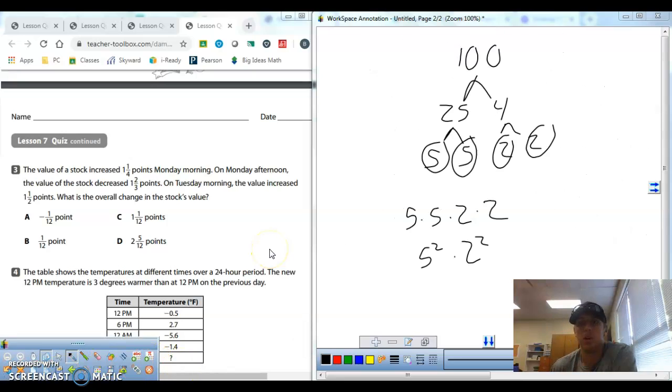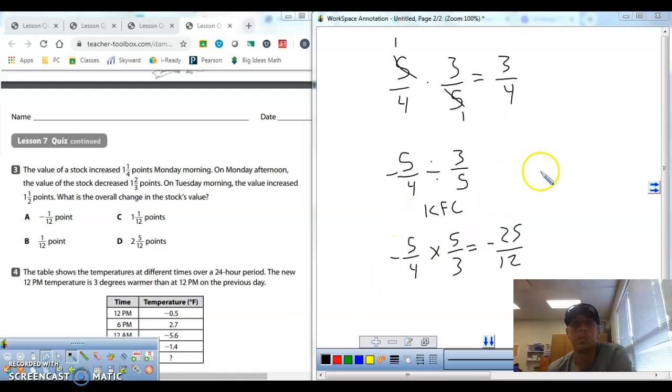Here's an example of prime factorization of 100. We broke it down into 25 and 4, broke 25 to 5 and 5, and 4 to 2 and 2. Okay, it's written as 5 times 5 times 2 times 2, or 5 squared times 2 squared. Here we got multiplying and dividing fractions. Remember, multiplying, you can reduce diagonally or up and down, get 3/4 here. Dividing, you have to KFC, keep, flip, change, keep the first, flip the second, change the sign.